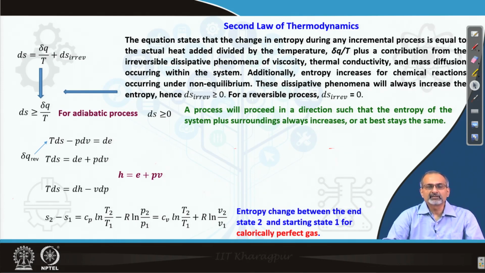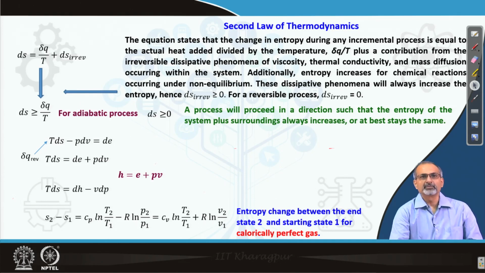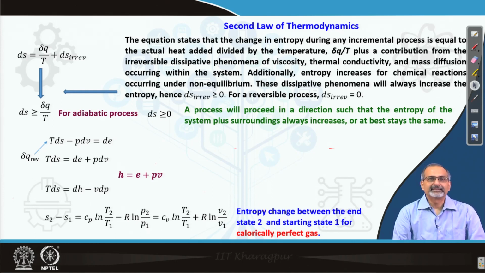Now, based on the discussion that we have already done, we can write from the original equation that ds is greater than or equal to δQ by T, and for an adiabatic process, ds is greater than or equal to 0. And then if you talk about a reversible process, then you can put it as TdS minus PdV equal to dE, because you are replacing the first term based on δQ reversible, and then TdS can be written as dE plus PdV.